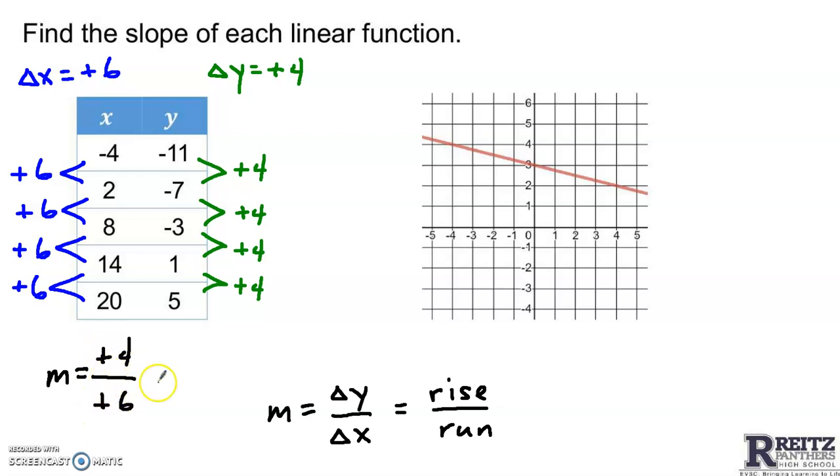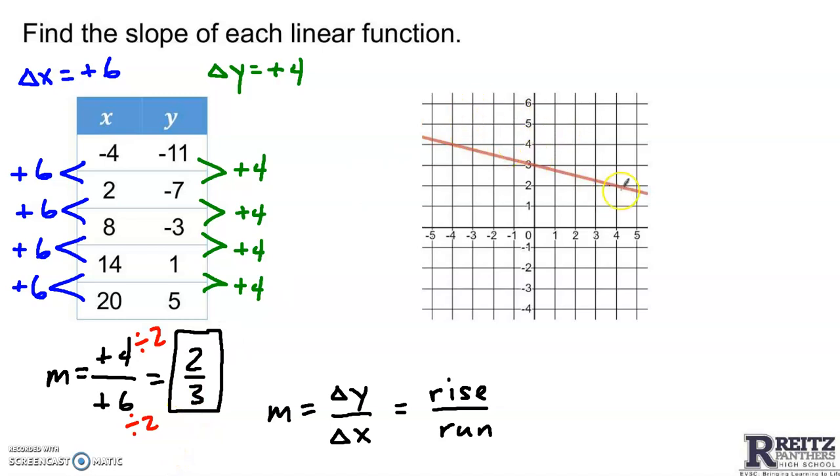Two positive numbers divide to become a positive number. Now, 4/6, I can divide both of those numbers by 2. That's 2 and that's 3. That would just be positive 2/3. There's the slope we need, 2/3.